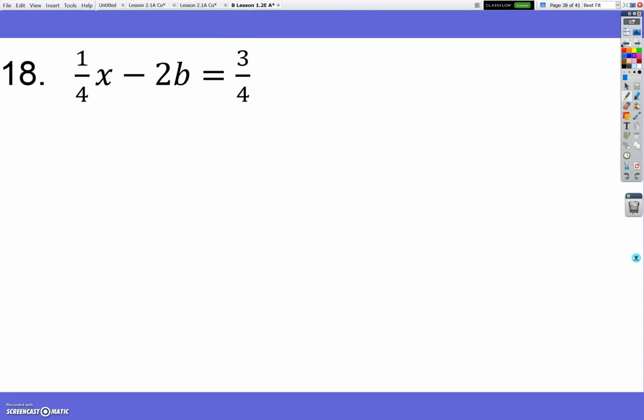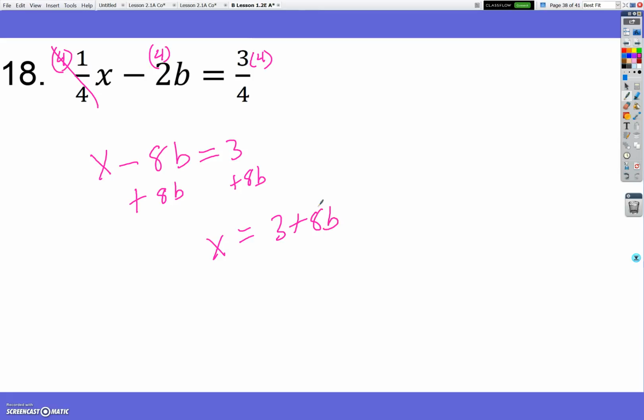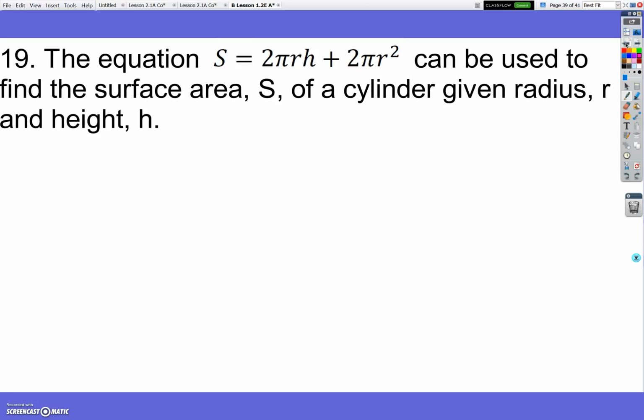Okay, let's go ahead and look at this next one. I have 1/4 x minus 2b equals 3/4. This is another fraction buster, so what I'm going to do is multiply each and every term by 4. And this is going to give me x minus 8b is equal to 3. Then all I'm going to do is get rid of the 8b. Since it's subtraction, what I'm going to do is add 8b on both sides to get x equals 3 plus 8b. And then that's the last one.